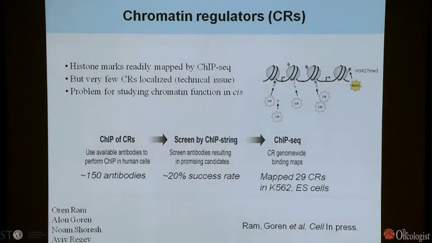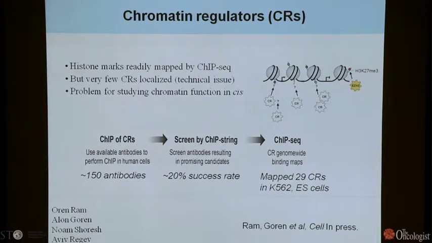So Oren Ram and Alon Goran undertook a heroic screen in the lab where they somehow coaxed out of antibody companies 150 or so antibodies to different chromatin regulators. They developed an assay called ChipString that uses this nanostring device to very cheaply and rapidly screen antibodies and conditions to try to find immunoprecipitation conditions where you can actually selectively pull up parts of the genome.